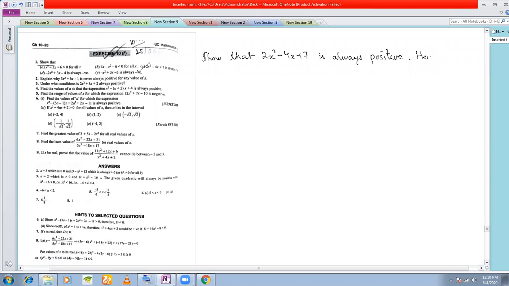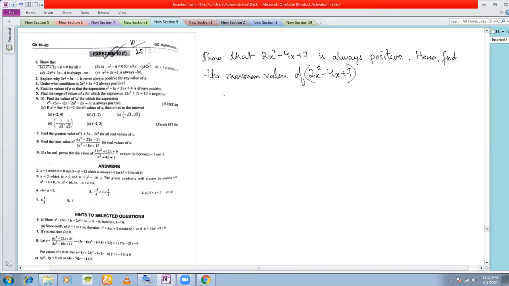And find the minimum value of x squared minus 4x plus 7. Very, very important problem, and very, very important technique that you will be doing in your class 12 also. So that this is positive.